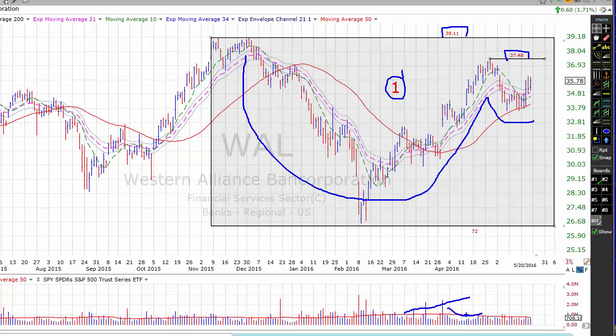Also, with this weak volume down on the right side of the base, the volume in the handle was a little bit heavy. And so Western Alliance, which is a fairly conservative investment, may be of interest to aggressive traders on a cup and handle basis in the 37.48 range and more conservative traders up here in the 39.11 range. Western Alliance gets a 72% checklist rating.